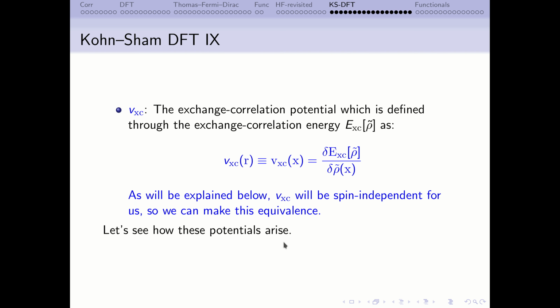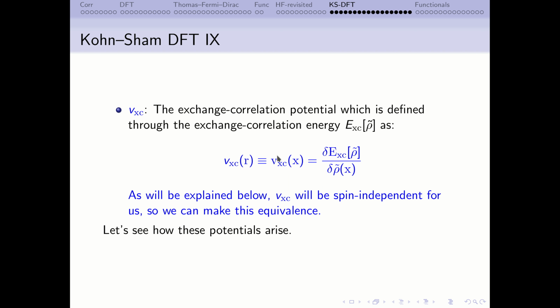Now the exchange correlation potential, well, to know that, we need to know what Exc is. At the moment we don't know what Exc is, it's the unknown, so we'll simply write it formally as the exchange correlation potential is the functional derivative of Exc with respect to rho tilde.